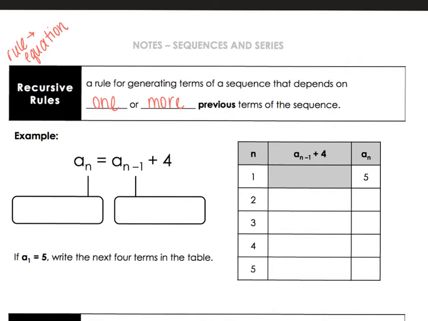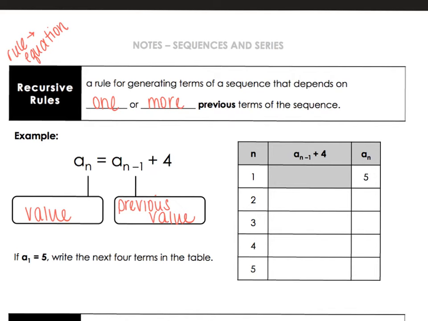So over here in our example, we have this little box that we could fill in, and we can say that this is our value. And then a sub n minus 1, that just means it's our previous value. Okay, so for instance, we can fill out the rest of this table using this idea, this recursive rule, which depends on the term in front of it.